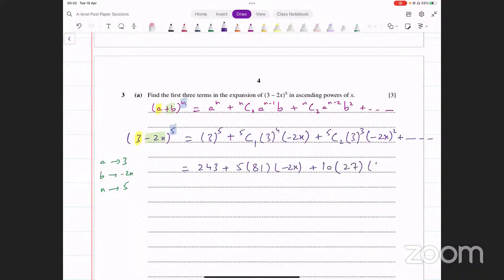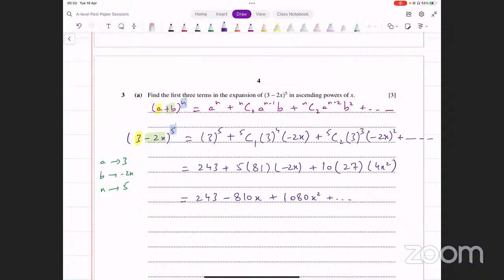अब ये positive हो जाएगा. That's going to be 4x square. And then you can write down the final thing. 81 into 10, that's 810x, plus 270 into 4, that is 1080x square. These are the first three terms that we were looking for. Okay, so that's easy 3 marks. ये आपके पास तीनों terms आ गए.